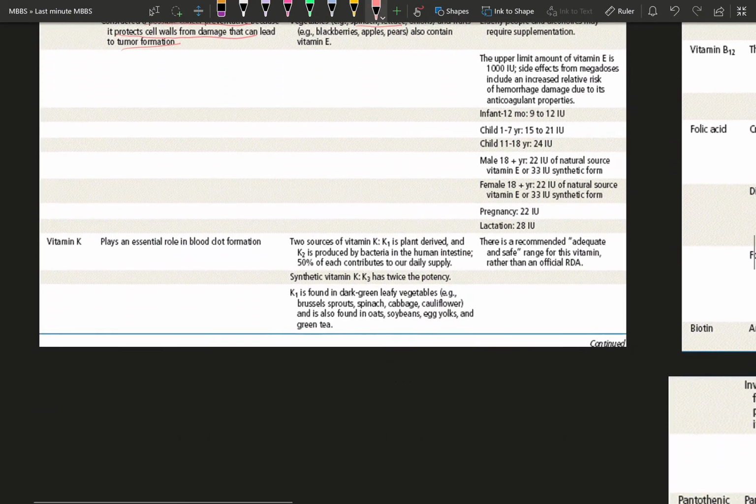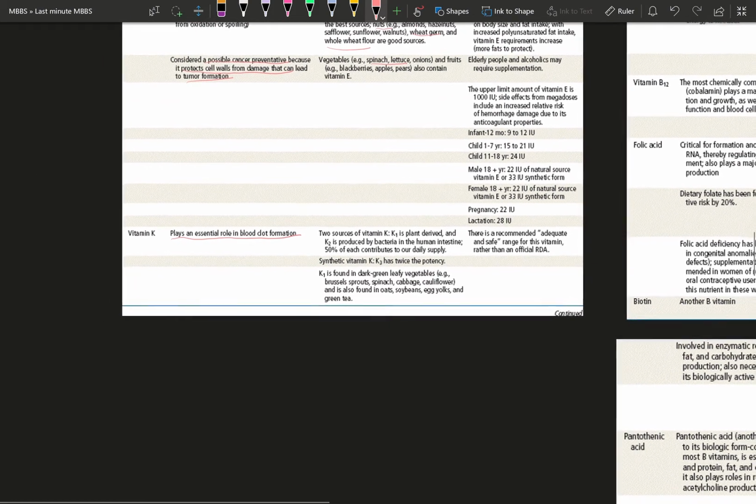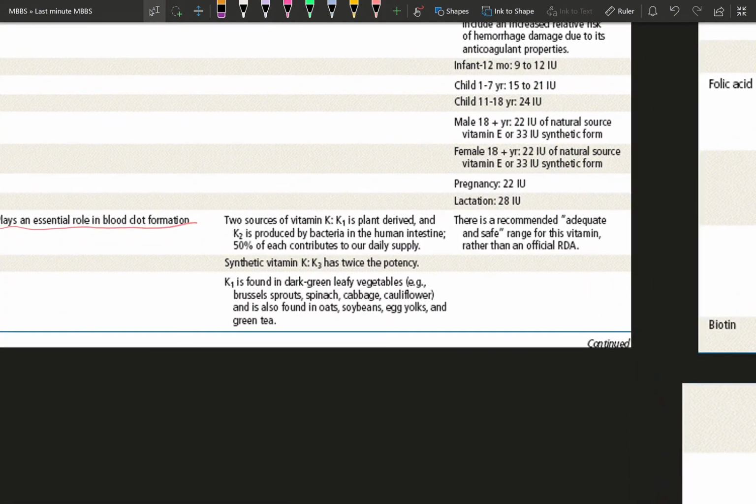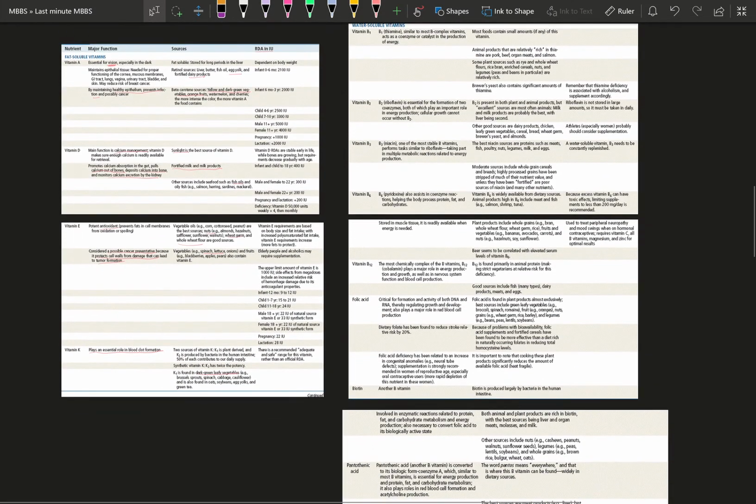So finally, vitamin K. Vitamin K is very essential in blood clot formation. So that would be all about vitamin K which you need to know. Good sources of vitamin K are green leafy vegetables once again. So those would be your fat soluble vitamins which you need to know about.